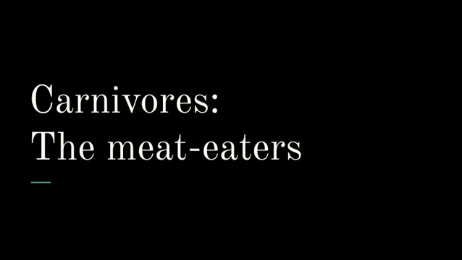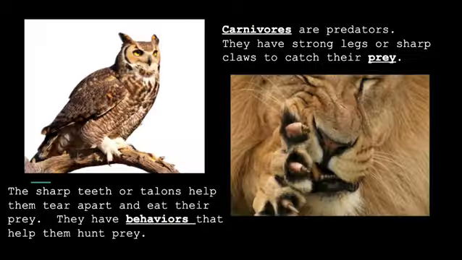Carnivores are meat eaters. They are usually predators, such as lions, owls. They have strong legs or sharp claws to catch their prey, and their sharp teeth help them to tear apart and eat their prey. If it's an owl, we're going to see some sharp talons and that sort of thing. So let's take a look. Here's an owl. He's got sharp talons and a very sharp beak for helping to tear apart their prey.